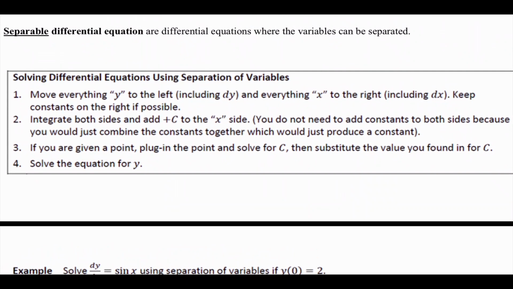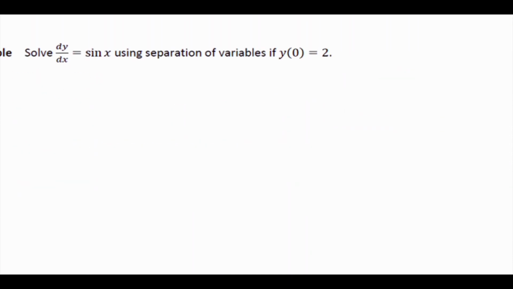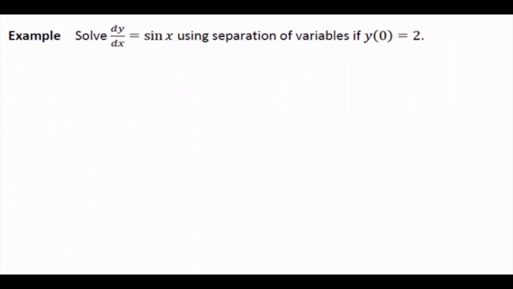So we're going to use something called separable differential equations. When we see these, they're going to have a dy dx. Everything with a y, we're going to move to the left side of the equation. Everything with the x, we're going to move to the right side of the equation. That's our first step. Once we do that, we're going to integrate, antiderivative. We need to add a plus c to one side, and then solve for y. So the process isn't very hard. It just takes practice.